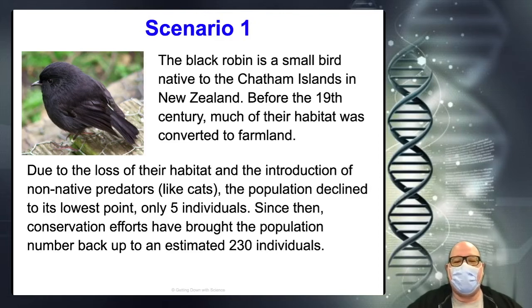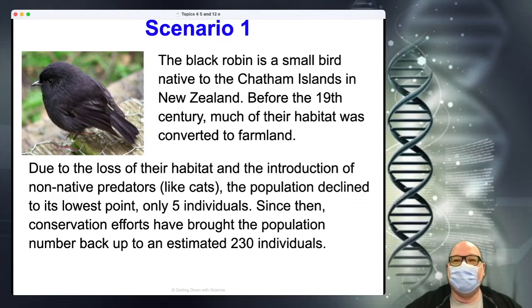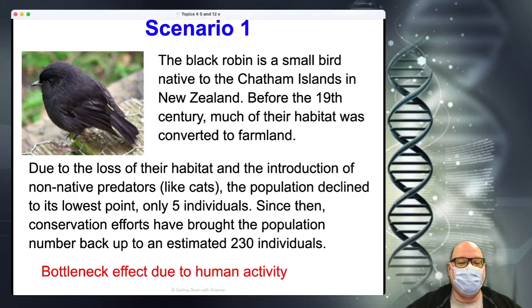You have these black robins in New Zealand. Their habitat was destroyed, and we got down to 5 individuals. And now we're back up to 230. Which one is this? Bottleneck. Okay. You're looking for bottleneck. That's right.